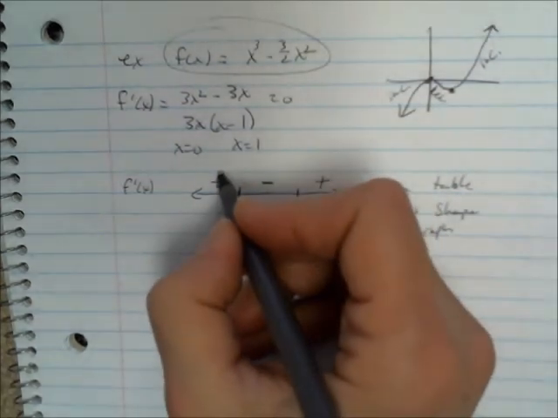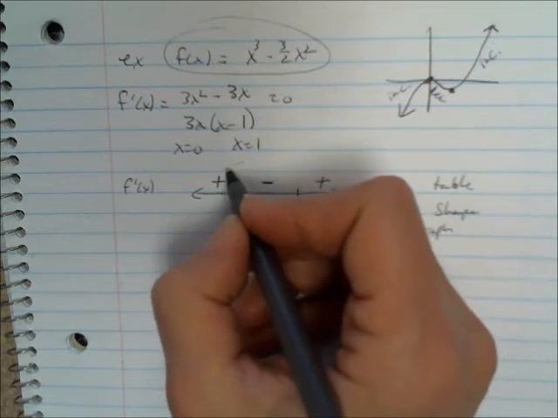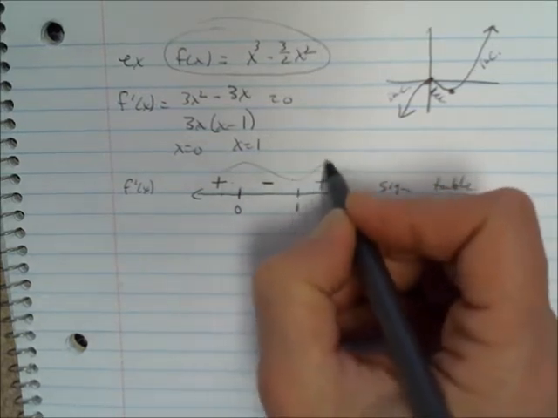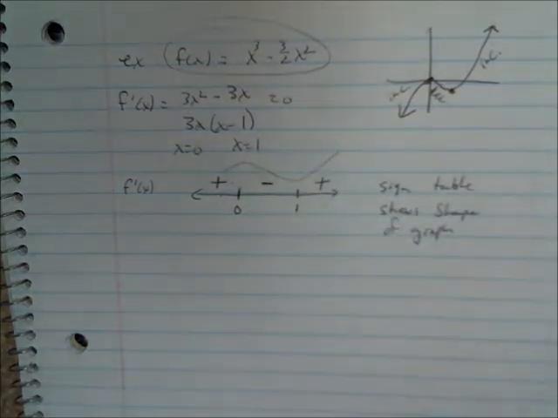And that just shows you the shape of the graph. The shape of this graph means it's going up because the derivative is positive. It's coming down because the derivative is negative. And it's going back up because the derivative is positive again.